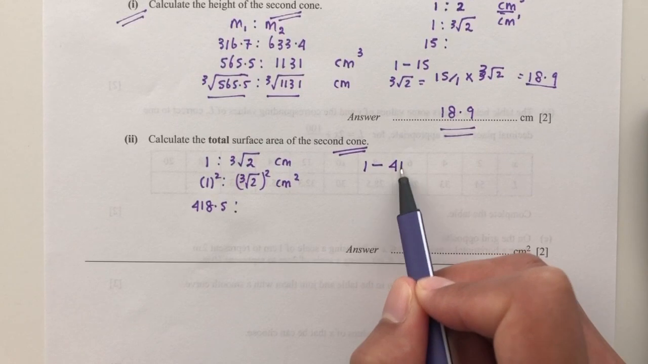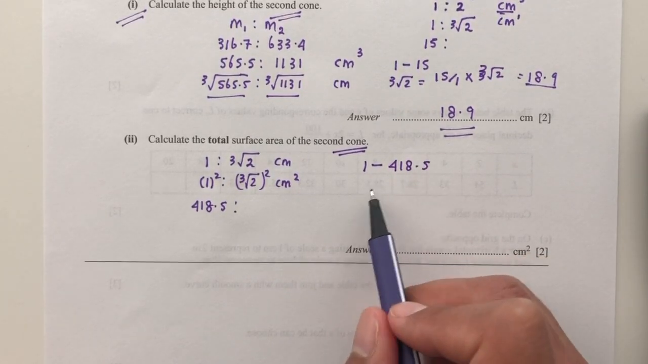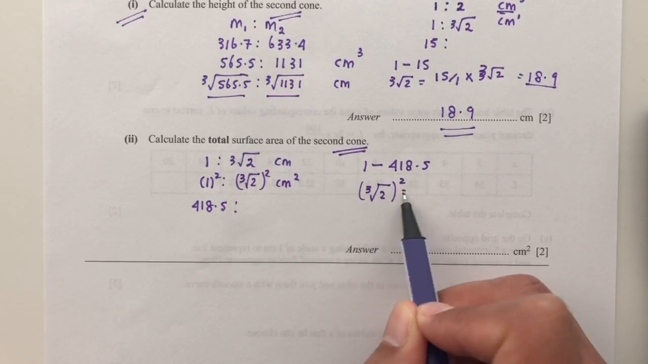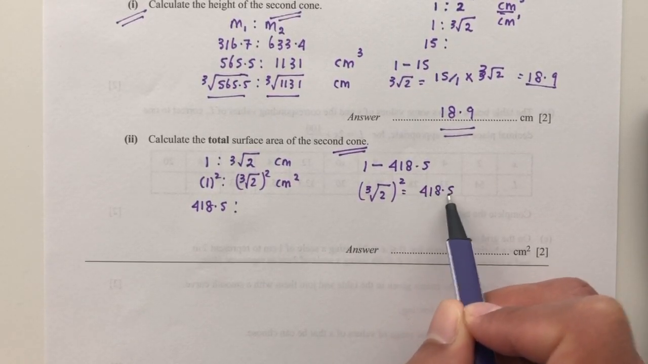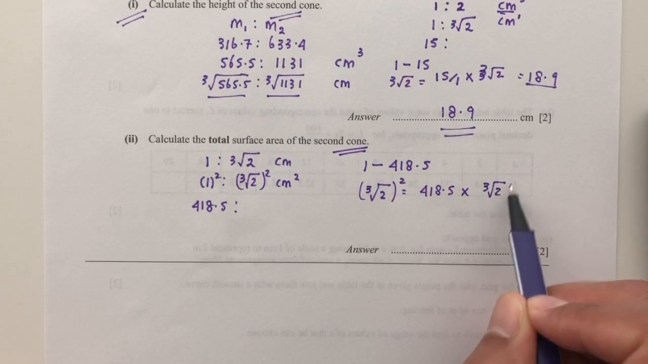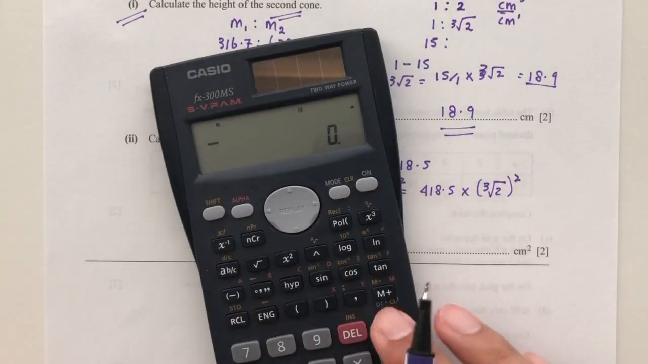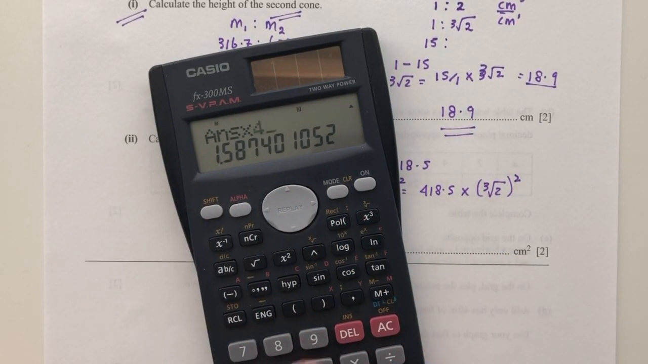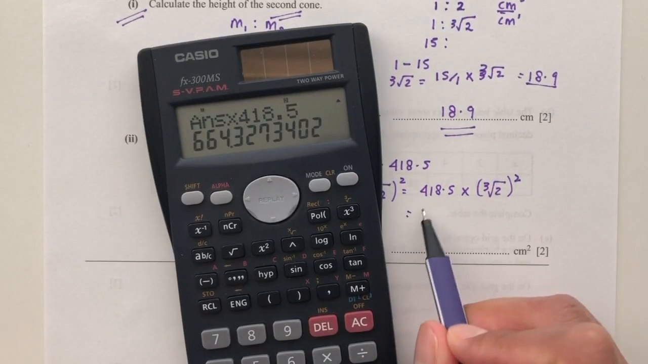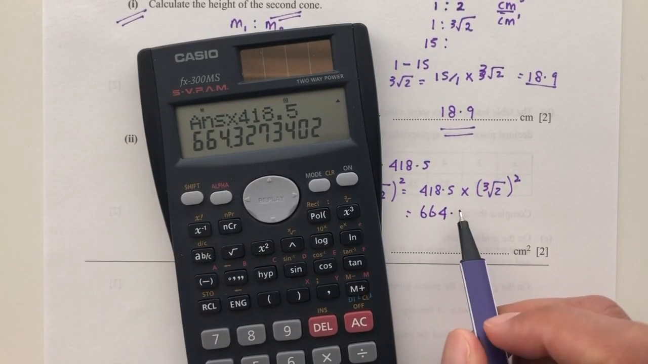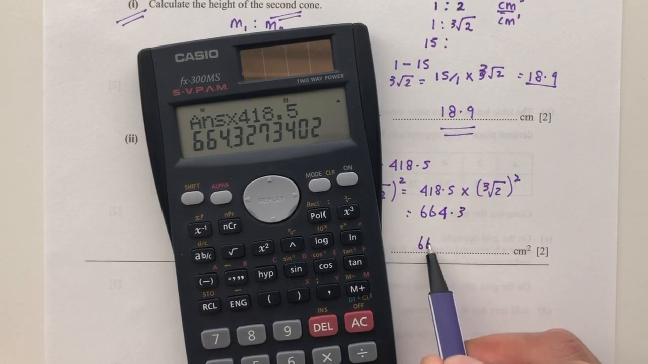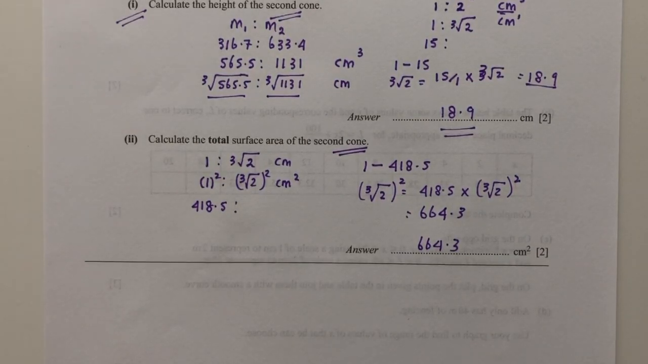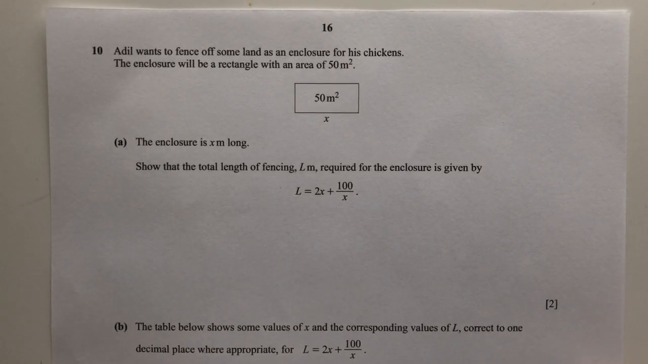So 1 is 418.5. What is cube root of 2 power 2? That will be 418.5 times cube root of 2 power 2. So let's do that. Cube root of 2 power 2 times 418.5. That will be 664.3. That will be the area of the second one. That will be 15. So moving on to question number 10.